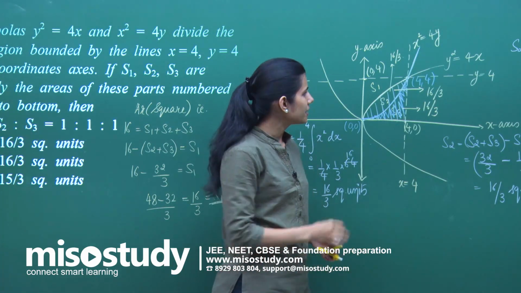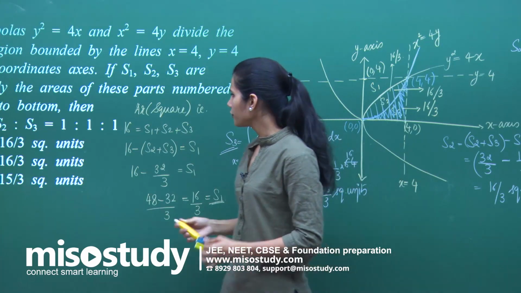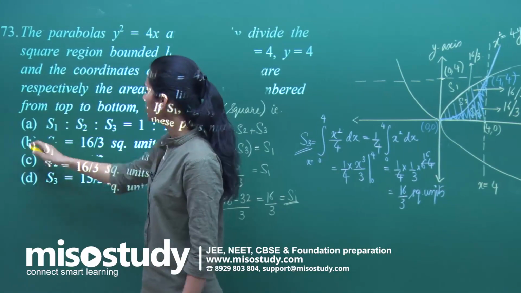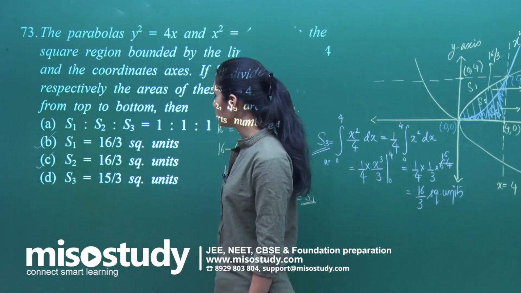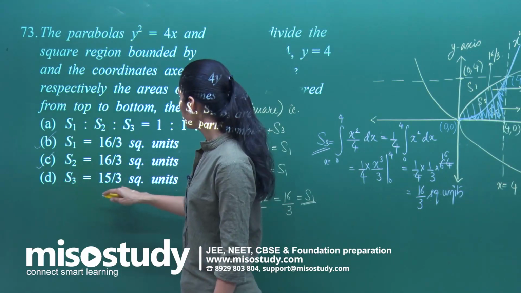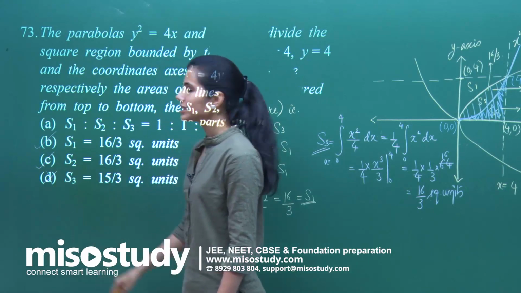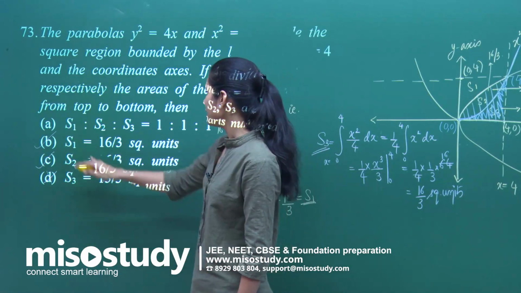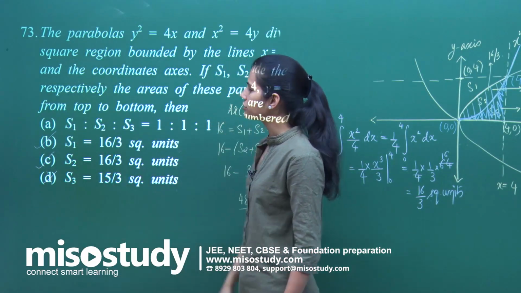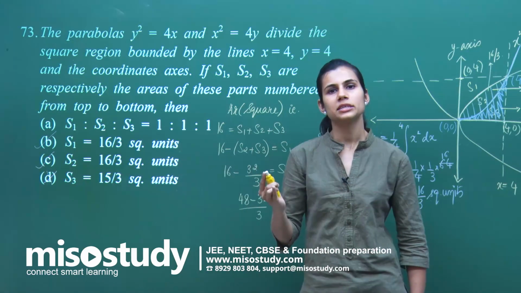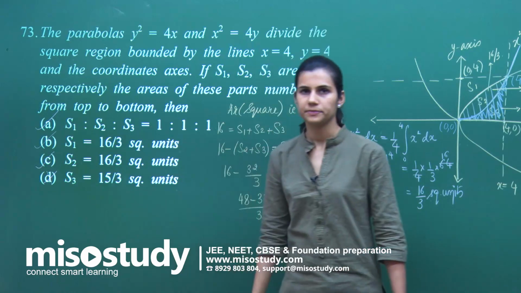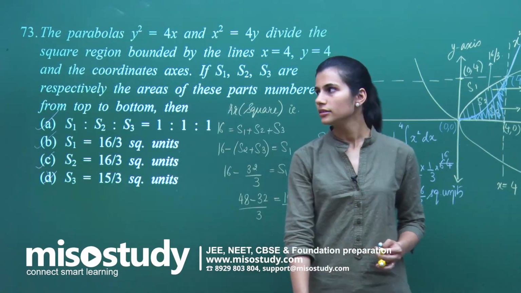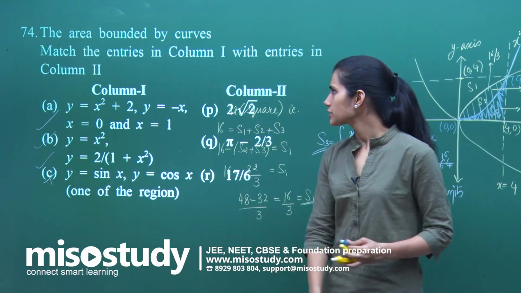Is it clear? That's how you tackle this question. So if I talk about the options, yes, S1 is 16 by 3 square units, S2 is 16 by 3 square units, S3 is not 15 by 3, it is 16 by 3 square units. And if I talk about S1 is to S2 is to S3, it is 16 by 3 is to 16 by 3 is to 16 by 3, which is 1 is to 1 is to 1. Is it clear? Moving to the next question.